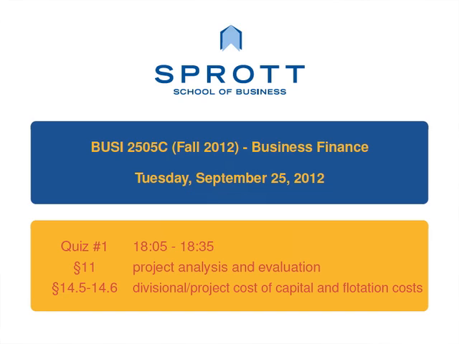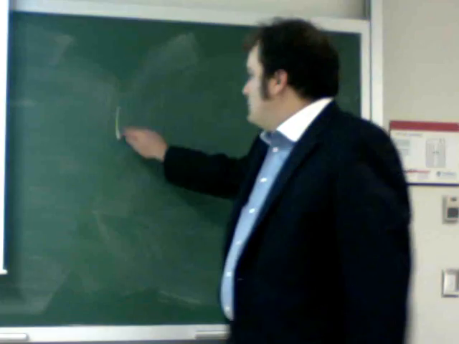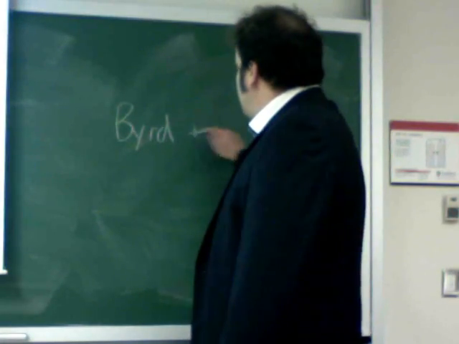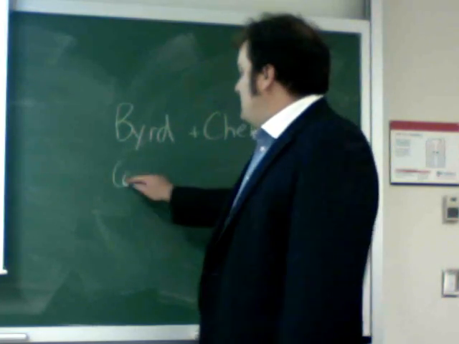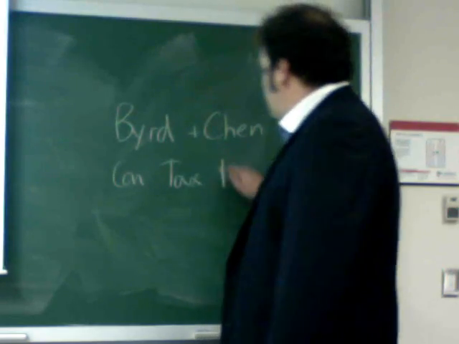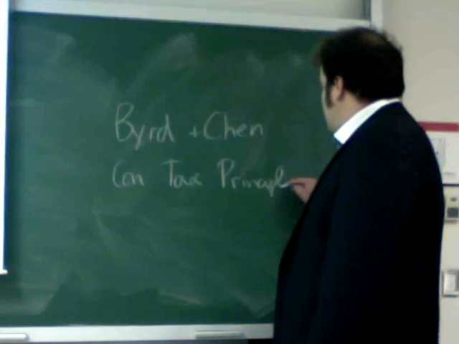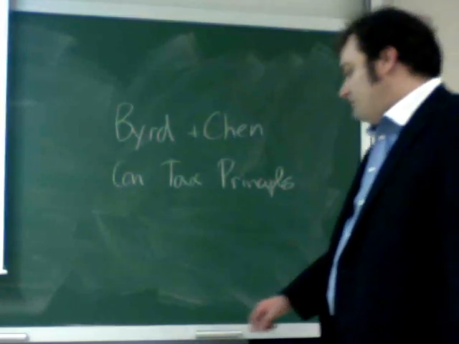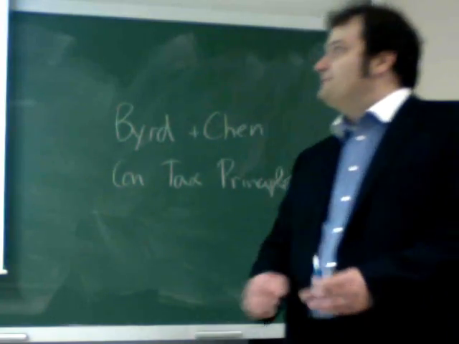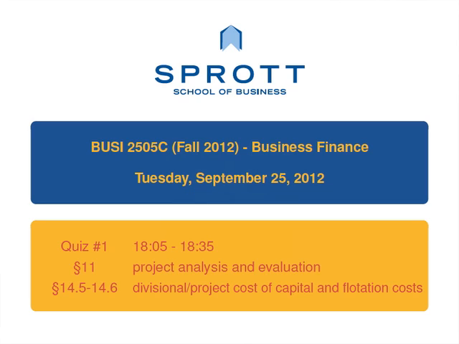By the way, if you want a better book, I know that they make you buy that one, but Byrd and Chen is a lot better reference book for the income tax system than that one. It's called Canadian Tax Principles. It's a really good reference for both personal tax and corporate tax. It's my favorite. It's a lot better than that one. That one's garbage, I really don't like it.